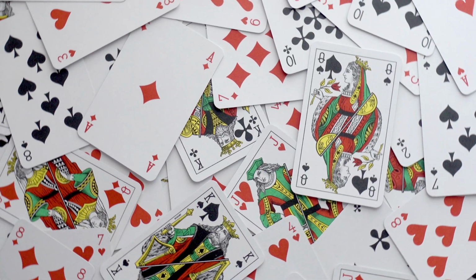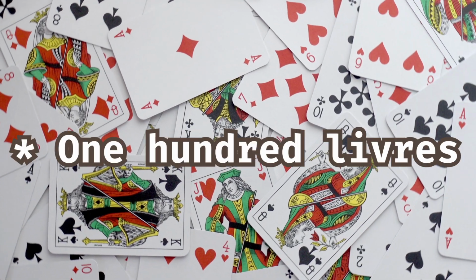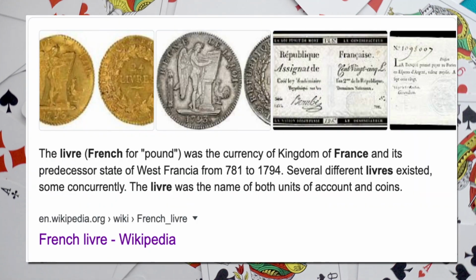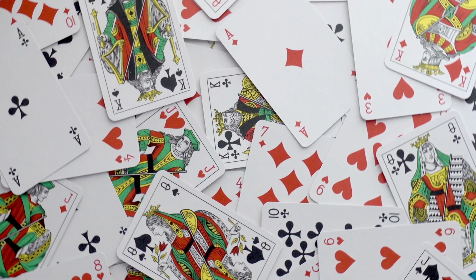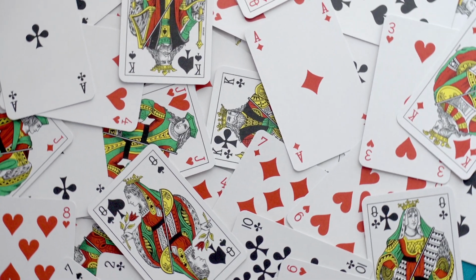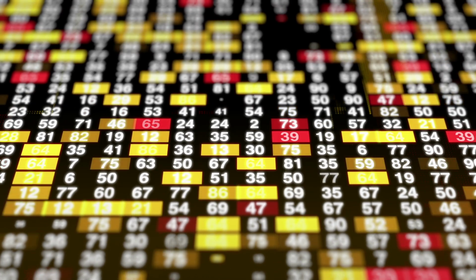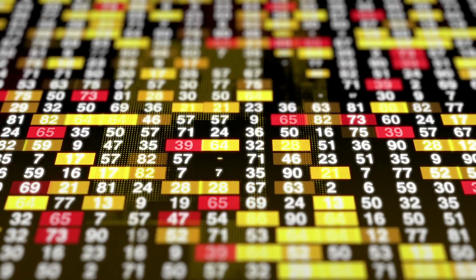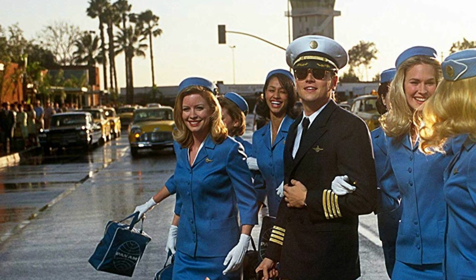The currency soon caught on, and values on these paper cards were often equal to 100 livres. The livre, French for pound. Eventually, there was about 2 million livres worth of paper card money in circulation, which is around $50 billion in 2020. In the new world, all the cool kids were putting their money on paper cards, and while it's hard to believe, this was really easy to counterfeit.